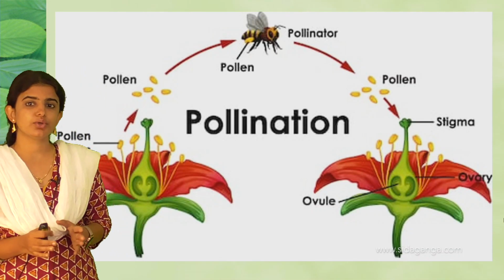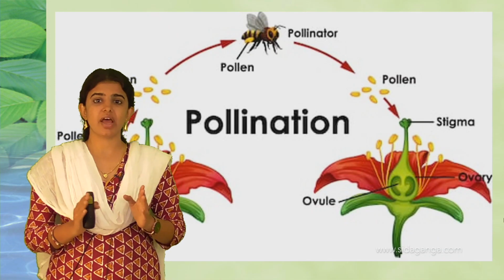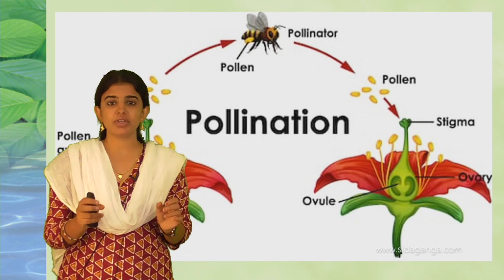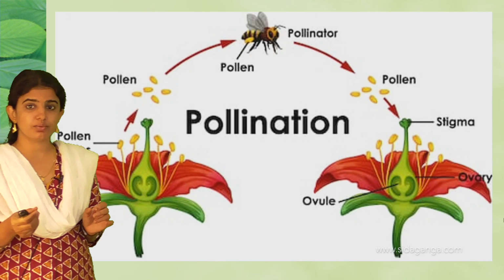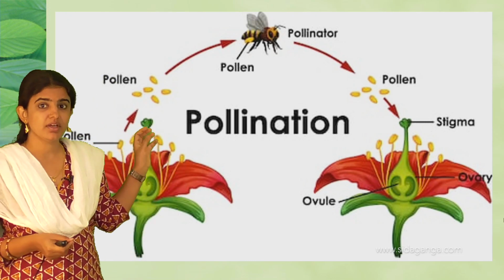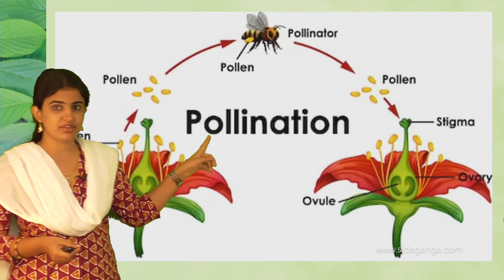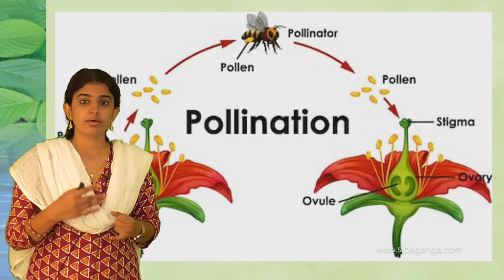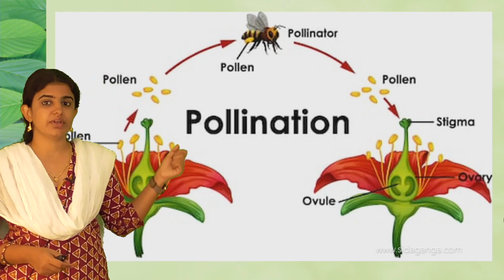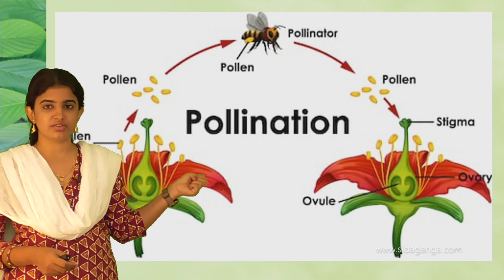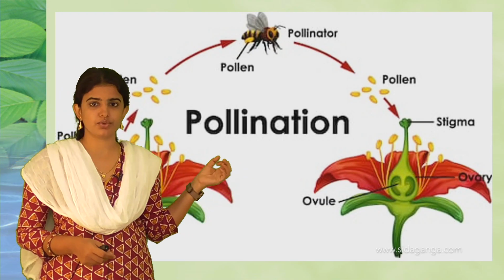See, as I told you, pollination is nothing but the transfer of pollen grain from the anther to the stigma. Pollen is the yellow powdery substance present in the stamen, which is transported to the pistil, and thereby fertilization takes place, or reproduction takes place, where the male and the female gametes fuse to form the seeds and the fruit.